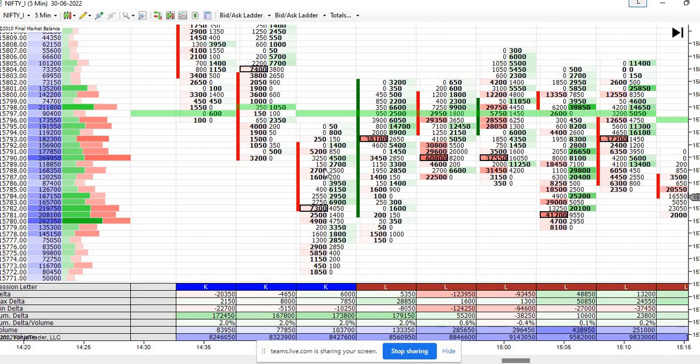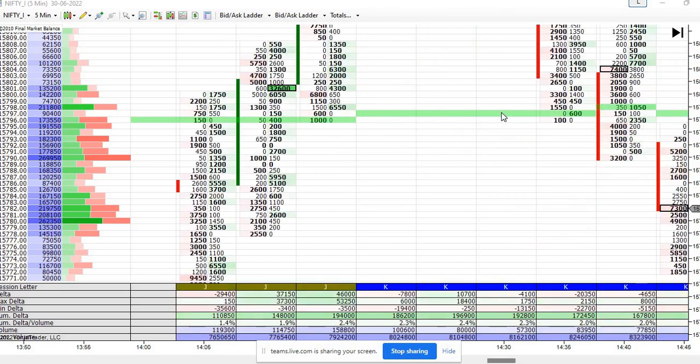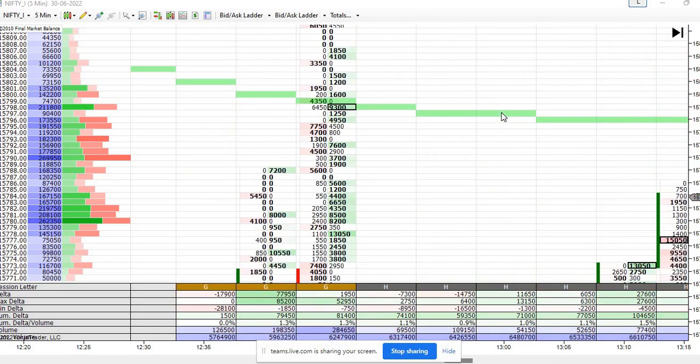Do you have to keep track of each time or each 5 minutes delta? Not at all. I told you, just check at a psychological level. If you see a psychological level getting rejected or respected, then check out the delta there. We'll go again towards the same example.